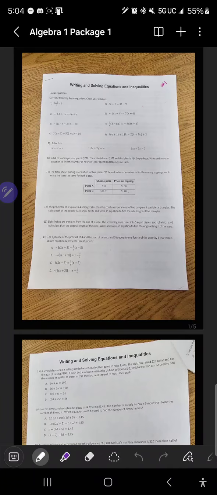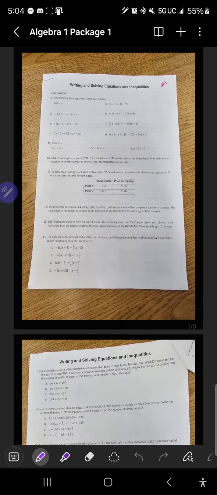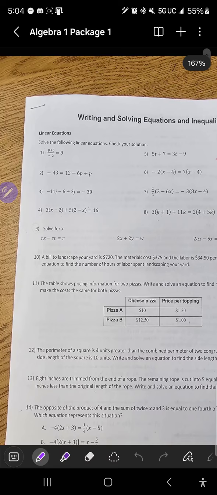Hello, I'm Yanela Rodriguez. I'm the founder of QuickMathics. This is the first lesson of Algebra 1. I'll start with the basics, like the beginning of the course, which is solving linear equations.